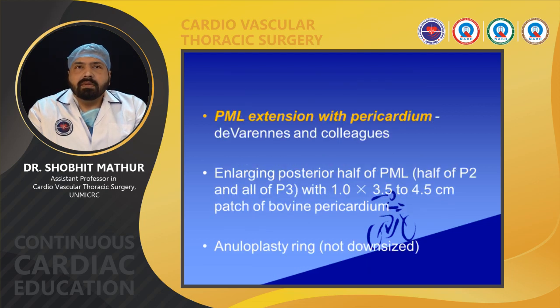PML extension can be made with pericardium. This technique has been pioneered by Dr. Langer and colleagues. In this technique, we are basically enlarging the posterior half of PML, P2 and P3, half of P2 and complete P3, with a 1 into 3.5 to 4.5 centimeter patch of bovine pericardium. The annuloplasty ring in this technique is of normal size, it is not downsized.